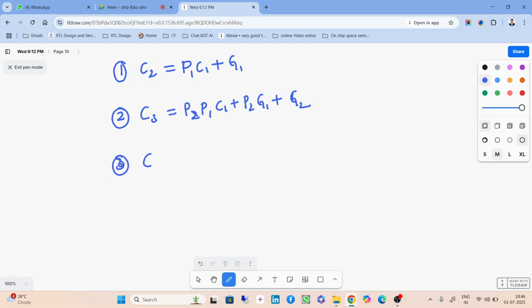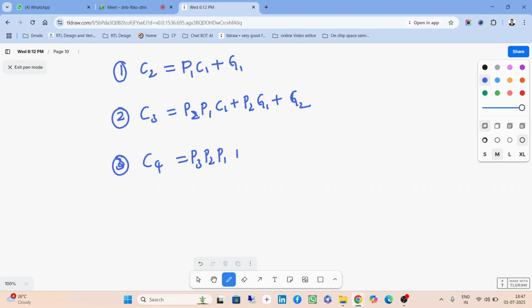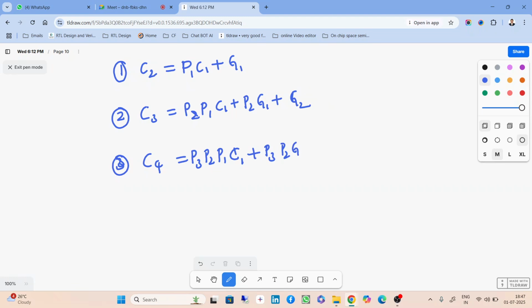What is C4? C4 equals P3 P2 P1 C1 plus P3 P2 G1 plus P3 G2 plus G3. Okay.